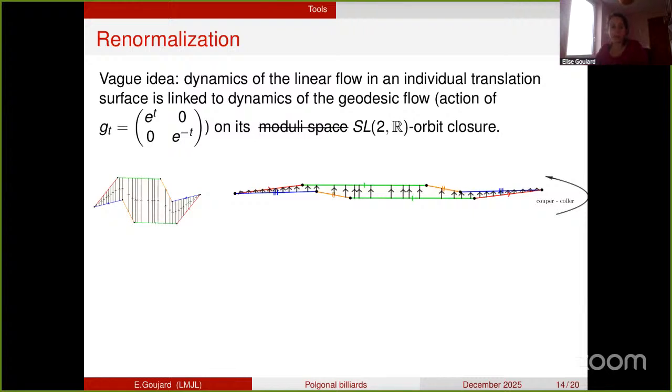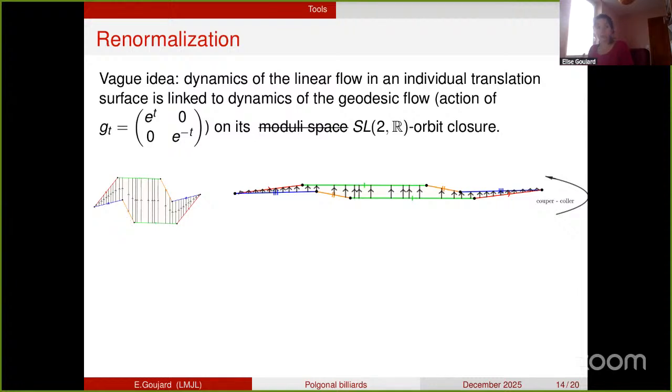So what is the idea? You want to study a linear flow in a fixed translation surface. Up to applying some rotation, let's say that this is the vertical flow, actually. So you have the vertical flow in some translation surface, and you want maybe to study a very long trajectory.